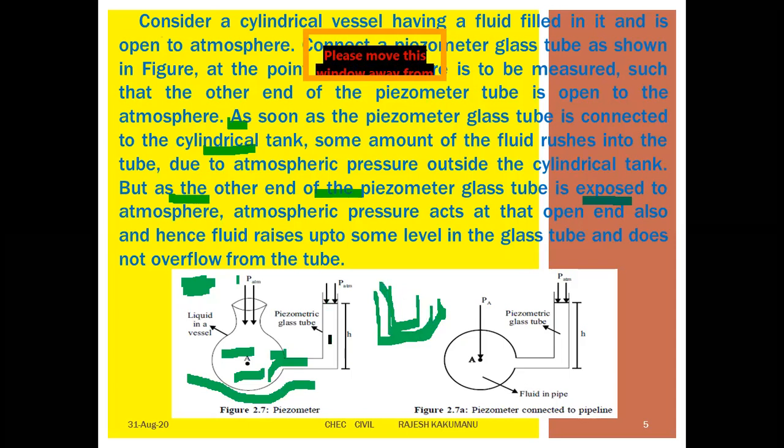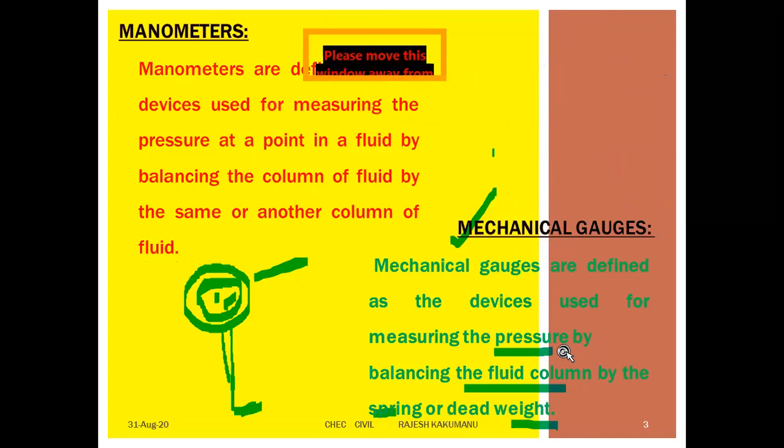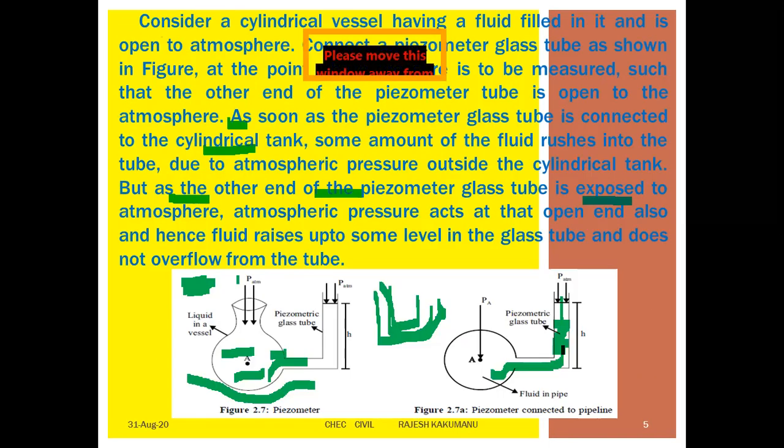So whenever you insert the piezometric device at the vessel, the fluid is passing into the piezometer. Due to the atmospheric pressure outside, it goes and fills up to some point; it doesn't fill fully, okay? It rises up to some extent, up to here the liquid is there. Now see here also the same point is stated: the atmospheric pressure acts at the open end and hence the fluid rises up to some level in the glass tube and does not overflow. It should not spill outside of this.